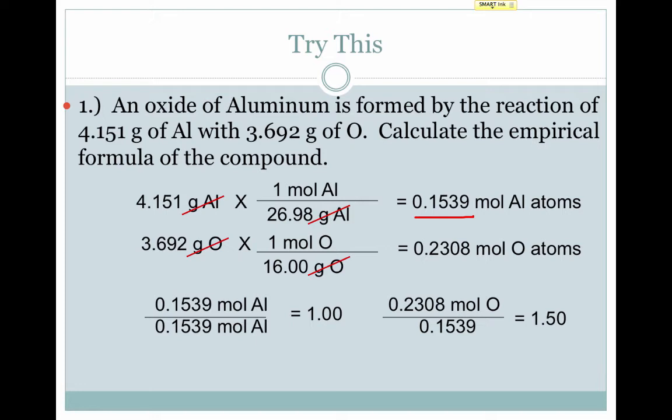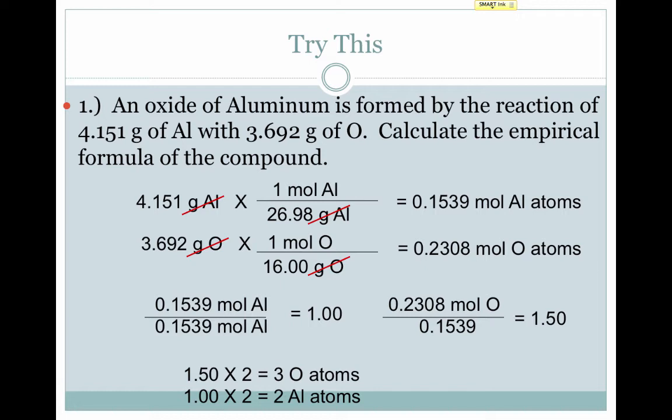Again, from here, we could theoretically write our formula as AlO1.5, because for every 1 aluminum, we have 1.5 oxygens. But this is problematic for the same reasons we discussed above. So we need to turn this into a whole number ratio. So how can we turn 1 to 1.5 into a whole number ratio? Well, we can multiply each by 2.